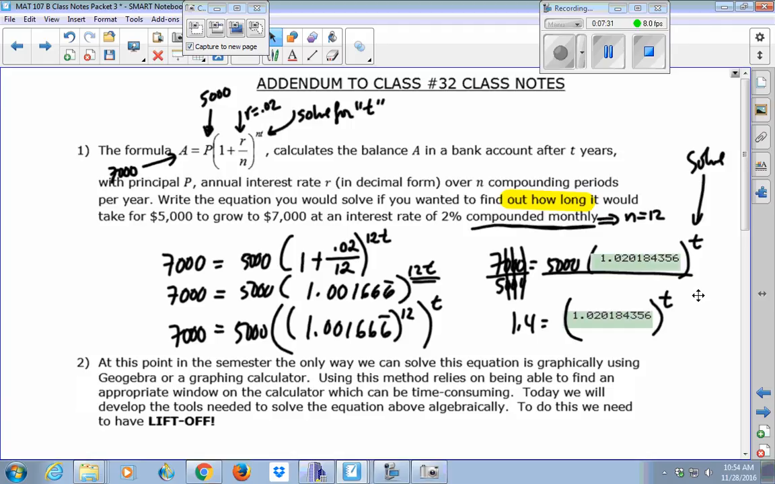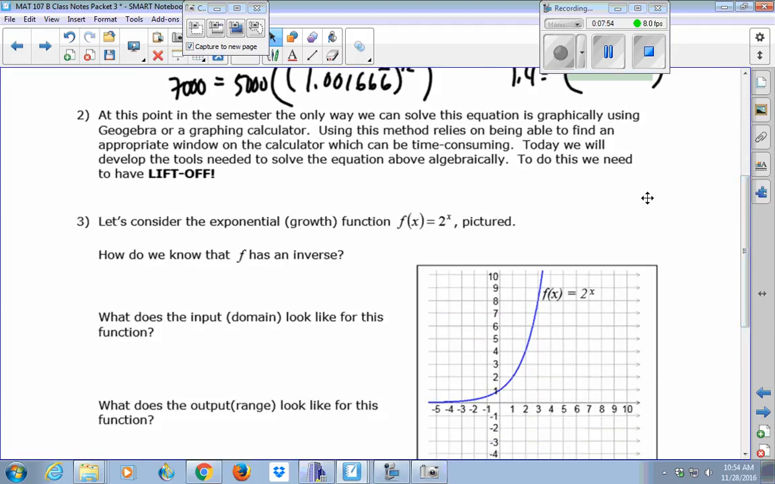The only thing you could do right now is put 1.4 into GeoGebra and get a horizontal line, put that function in and see where they intersect, or put it in your graphing calculator to find the value of t. Or you could do a guess and check and just try to get as close as possible. But algebraically, we don't know how to undo exponentiation. We don't know how to solve for t. So that's why today we are going to do liftoff.